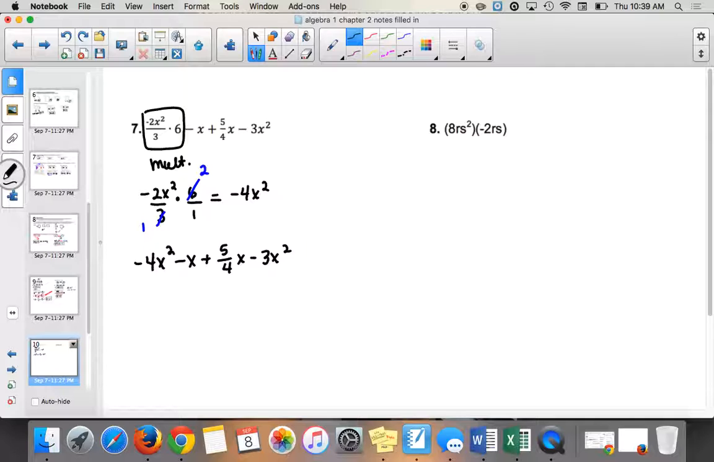So is there anything else that is x squared? Yeah, so we have negative 4x squared, and we have negative 3x squared, right? So when we combine, we get negative 7x squared. Is there anything that has an x? So we have negative x. Yeah, we have negative x and 5/4 x, right? So how am I going to combine those?